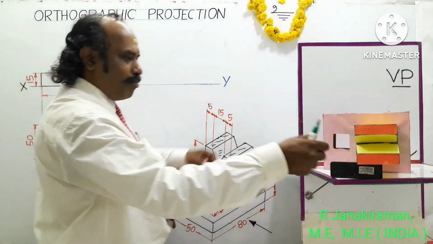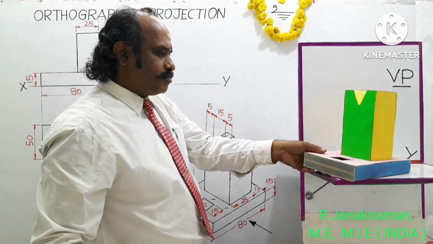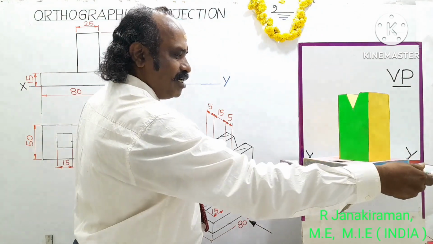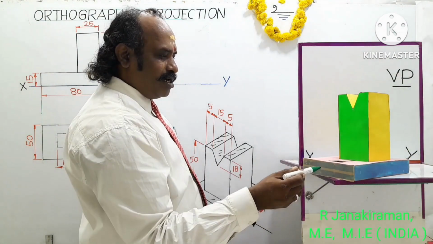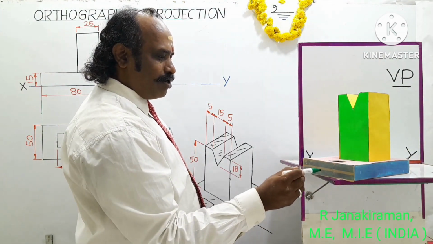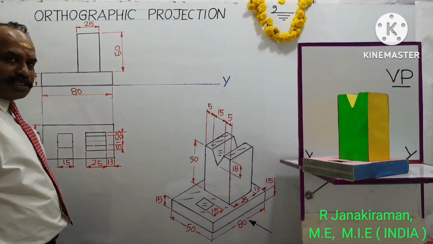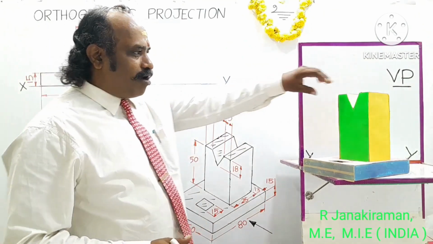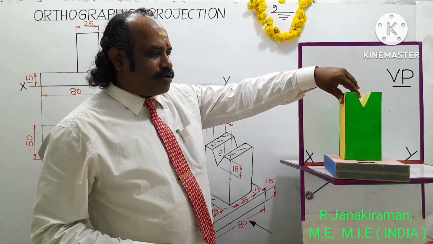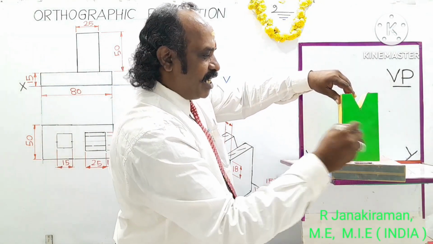Earlier the object was placed like this, with the front view direction. Next, this will be the left side direction. So I am going to draw the left side view on the right side of the front view, following the first angle projection principle. I turn the object so that the portions visible to the observer will be the breadth of the object and the height of the object.